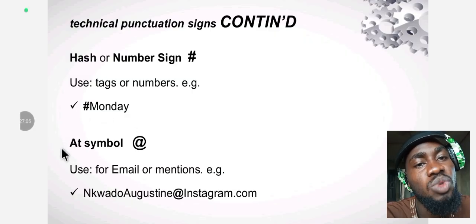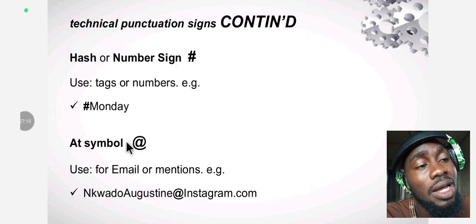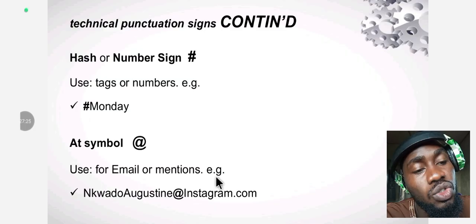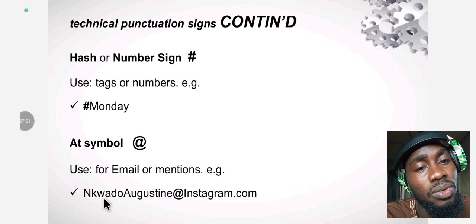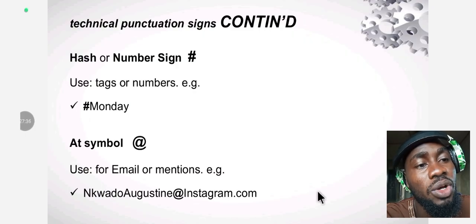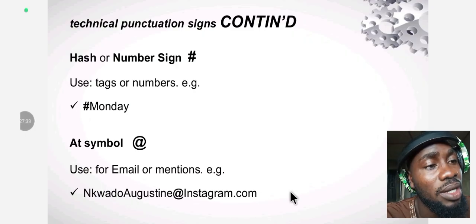Okay. The next we have here is @ symbol, which is this. This is commonly used in the internet, especially emails, and in computer language, coding and programming. Use it for email or mentions. When you want to mention, especially on social media, online, you use this @ to mention. For example, unkwado.augustine@instagram.com. Okay, do well to follow me on Instagram. Unkwado Augustine is my name on Instagram.